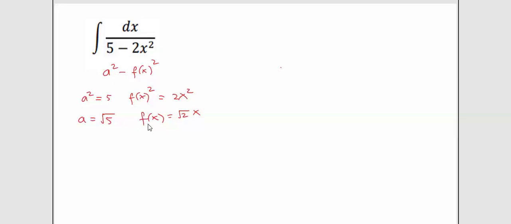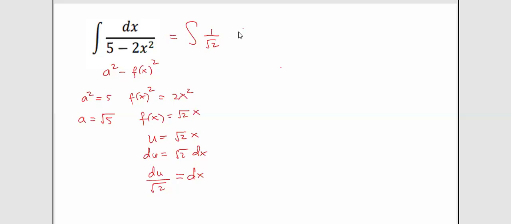Our f of x is not simply x, so we let u be f of x, so square root of 2 times x. Ano yung du natin? Square root of 2 dx. So, the remaining part is dx. So, du over square root of 2 is equal to dx. So, this is now equal to the integral of 1 over square root of 2 and then du over a squared minus u squared.